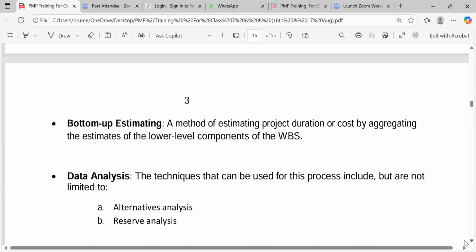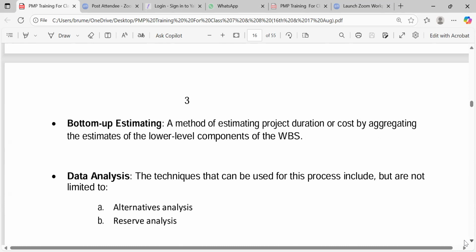Then another tool needed is data analysis. We are looking at alternative analysis. We are looking at the reserve analysis. When we say reserve, how much should we keep aside? Remember, I told you that parametric estimate is about minus 10 or plus 10% accurate. That's to say that you must add some contingency of 10% every time to the duration. If it is 1 hour, what should you report? 1 hour, 6 minutes, right?